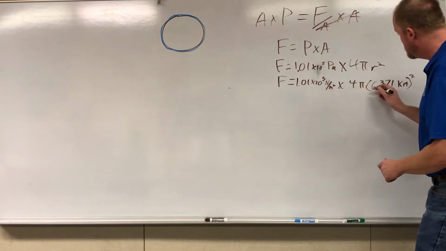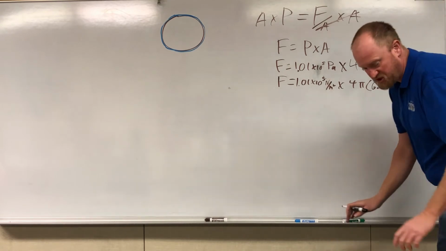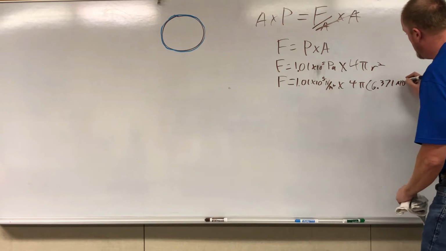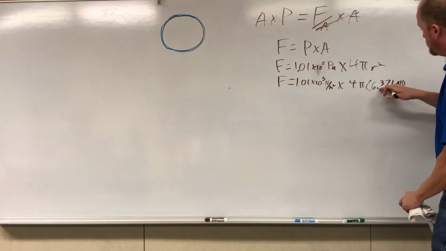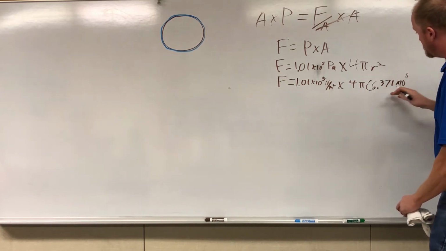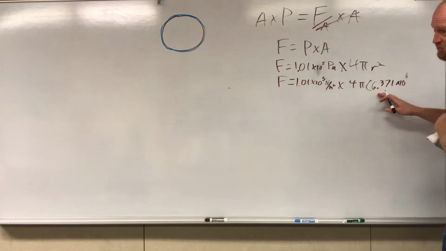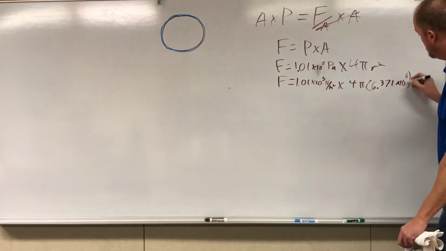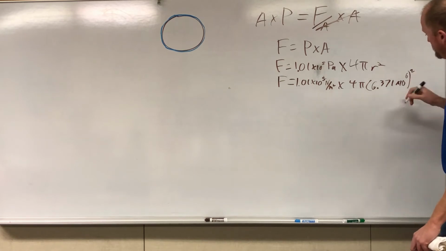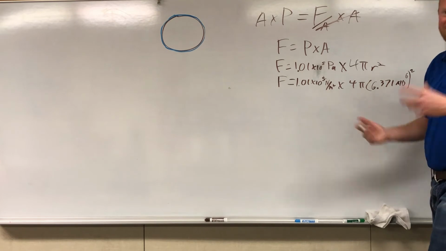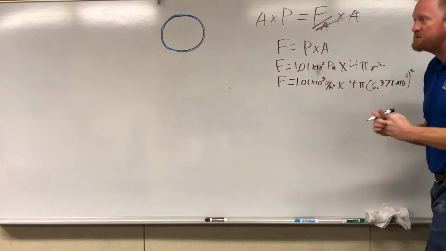So 6,371 becomes 6.371 times 10 to the 6, because we moved the decimal point over 3. That was for kilometers. Give it another 3, going kilometers to meters. And remember, the whole thing is squared, okay? Don't forget that squared. I am always losing square roots. And they're important. They are incredibly important.